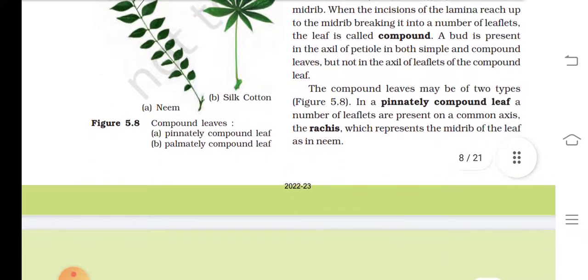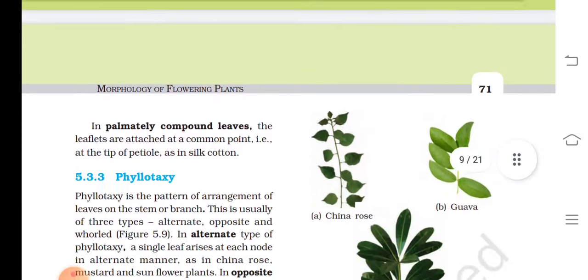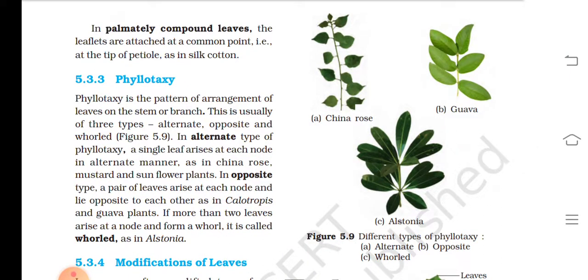The compound leaf may be of two types. Figure 5.8. In a pinnately compound leaf, a number of leaflets are present on a common axis, the rachis, which represents the midrib of the leaf, as in neem. In palmately compound leaf, the leaflets are attached at a common point, that is at the tip of petiole, as in silk cotton.